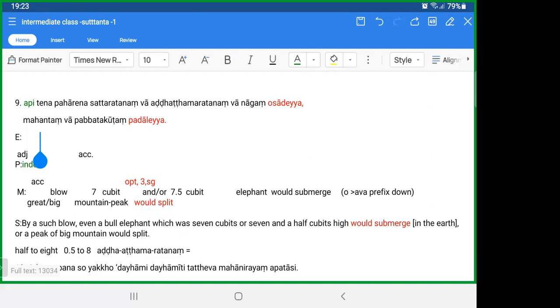Okay, even. No, such blow, because paharena is by blow. That's by blow. Okay, by blow. Then what do you think the function of this ena is? It's instrumental. Okay, in English also instrumental, right?